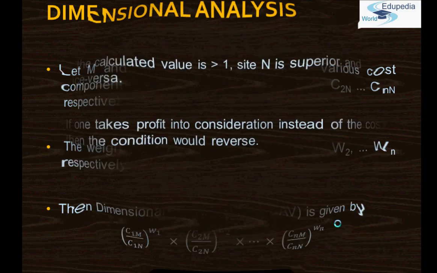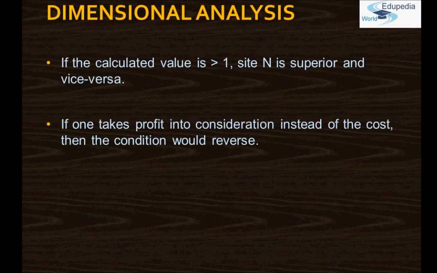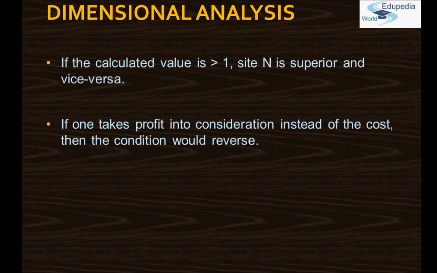Once we have got the values, we have to see whether the value is less than 1 or greater than 1. In case it is greater than 1, then site n is superior, that is the one in the denominator. So keep this in mind. If the dimensional analysis value DAV which you have calculated is greater than 1, then the side which is represented in the denominator will be superior, and if it is less than 1, then the side which is represented in the numerator would be a better choice.